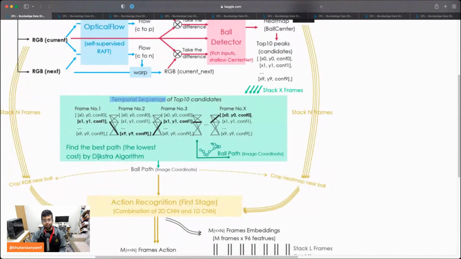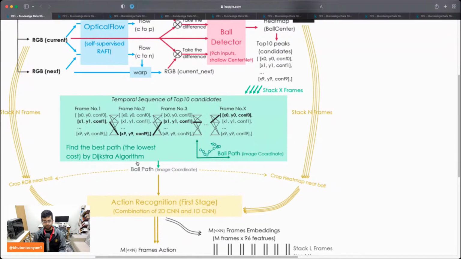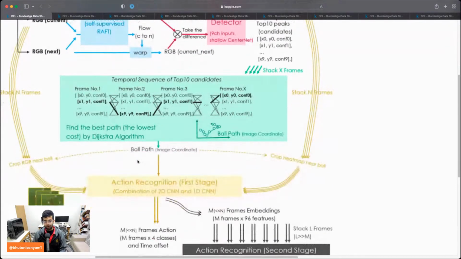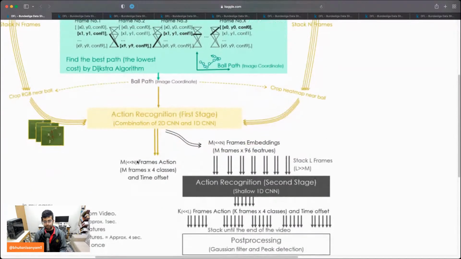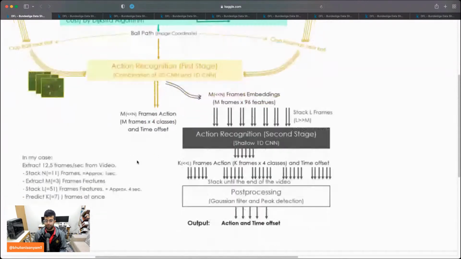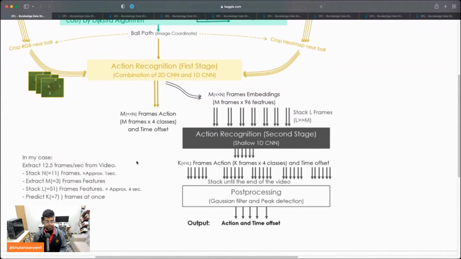From there, he takes the temporal sequence of the top 10 candidates frame by frame and finds the best path using Dijkstra's algorithm. You thought this might never be relevant in the real world. You can see one use case where it is. So he stacks all of these together and finally does action recognition. And this is surprisingly easy, right? Relatively speaking. Now, normally you expect a crazy 2D CNN model with 3D 5 channels, I don't know, some crazy thing, but this is slightly simpler in that sense.